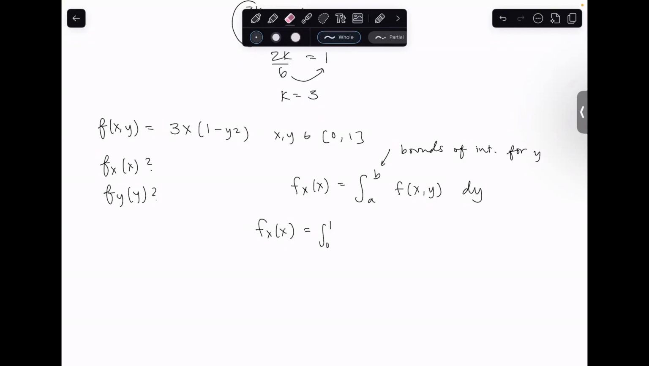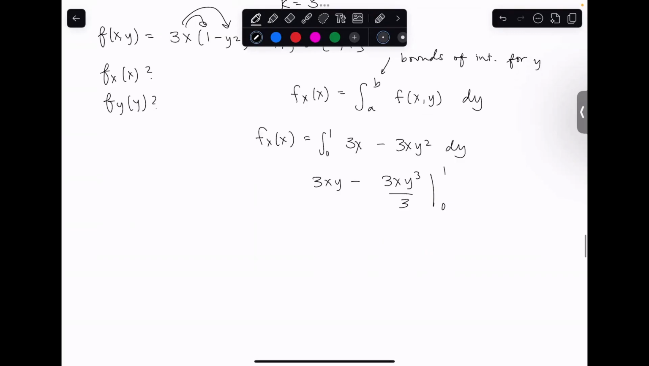So if I integrate this, I'm just going to distribute this out again, so it's easier to integrate. So that's 3x minus 3xy squared dy. So it's going to be 3xy minus 3xy cubed over 3, evaluated from 0 to 1. Okay. I plug in 1 for my y here and y here, and I get f of x is equal to 3x minus x, because these 3's cancel, which is the same thing as 2x. So there's my marginal density function for x.